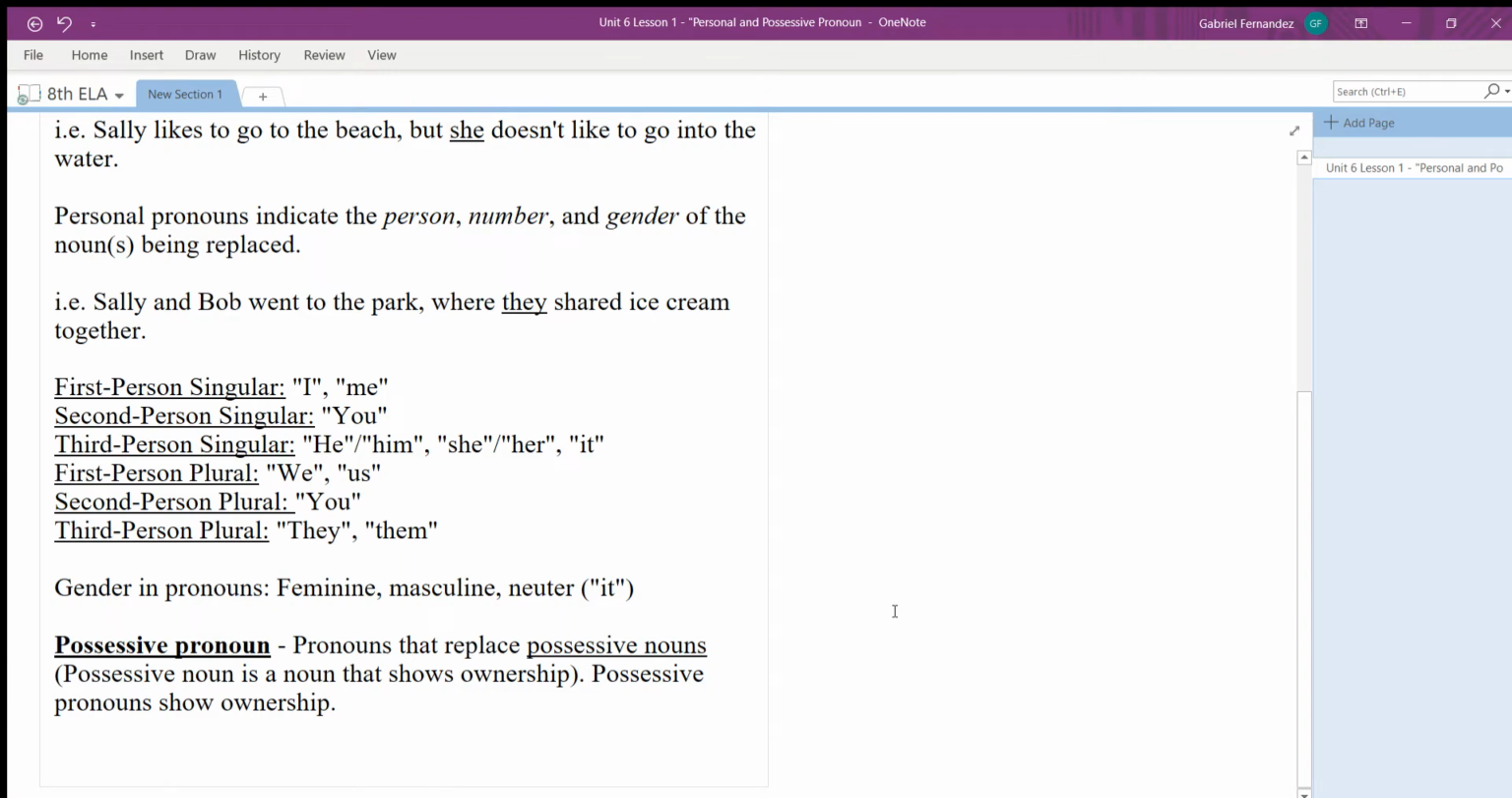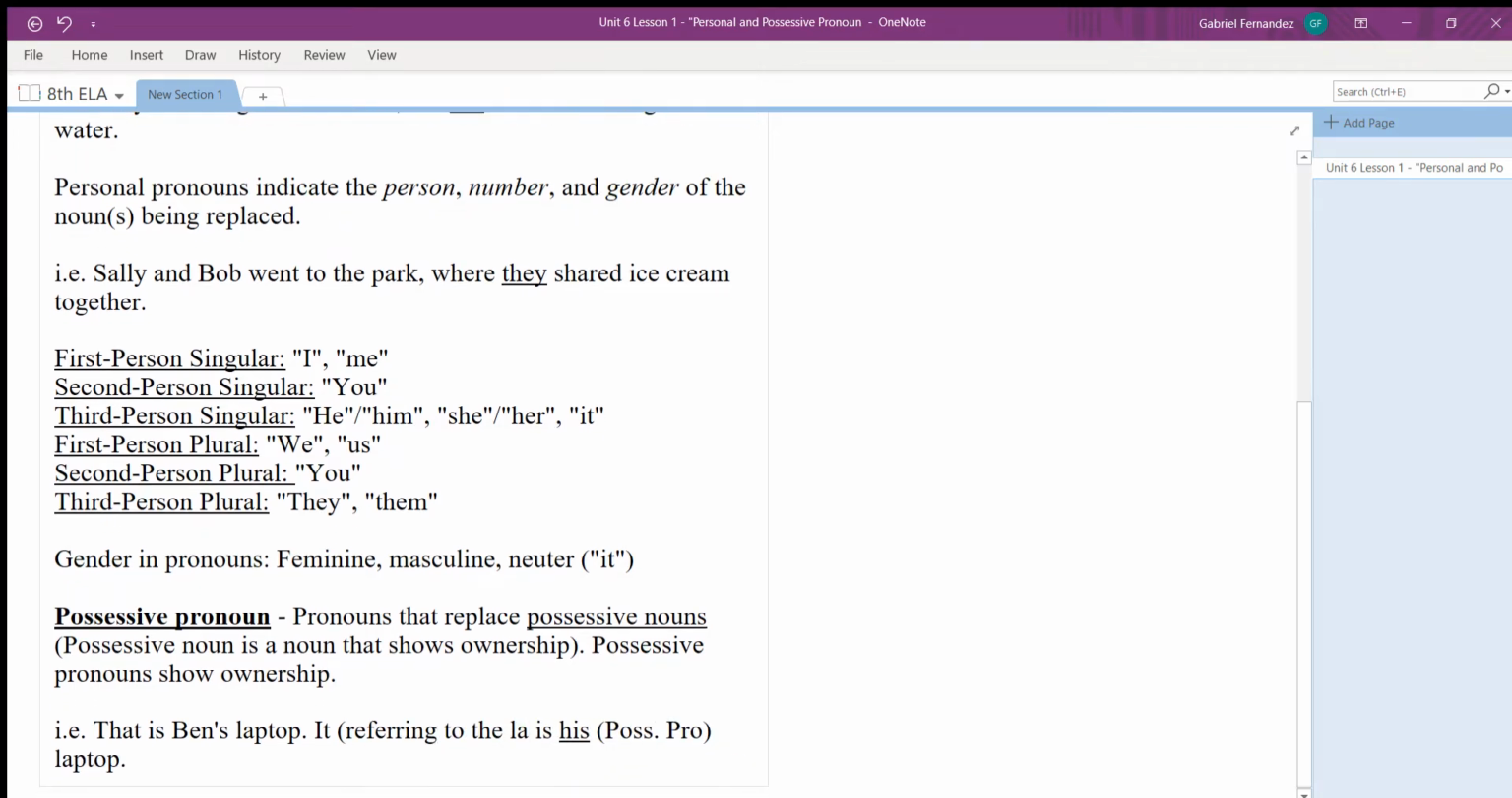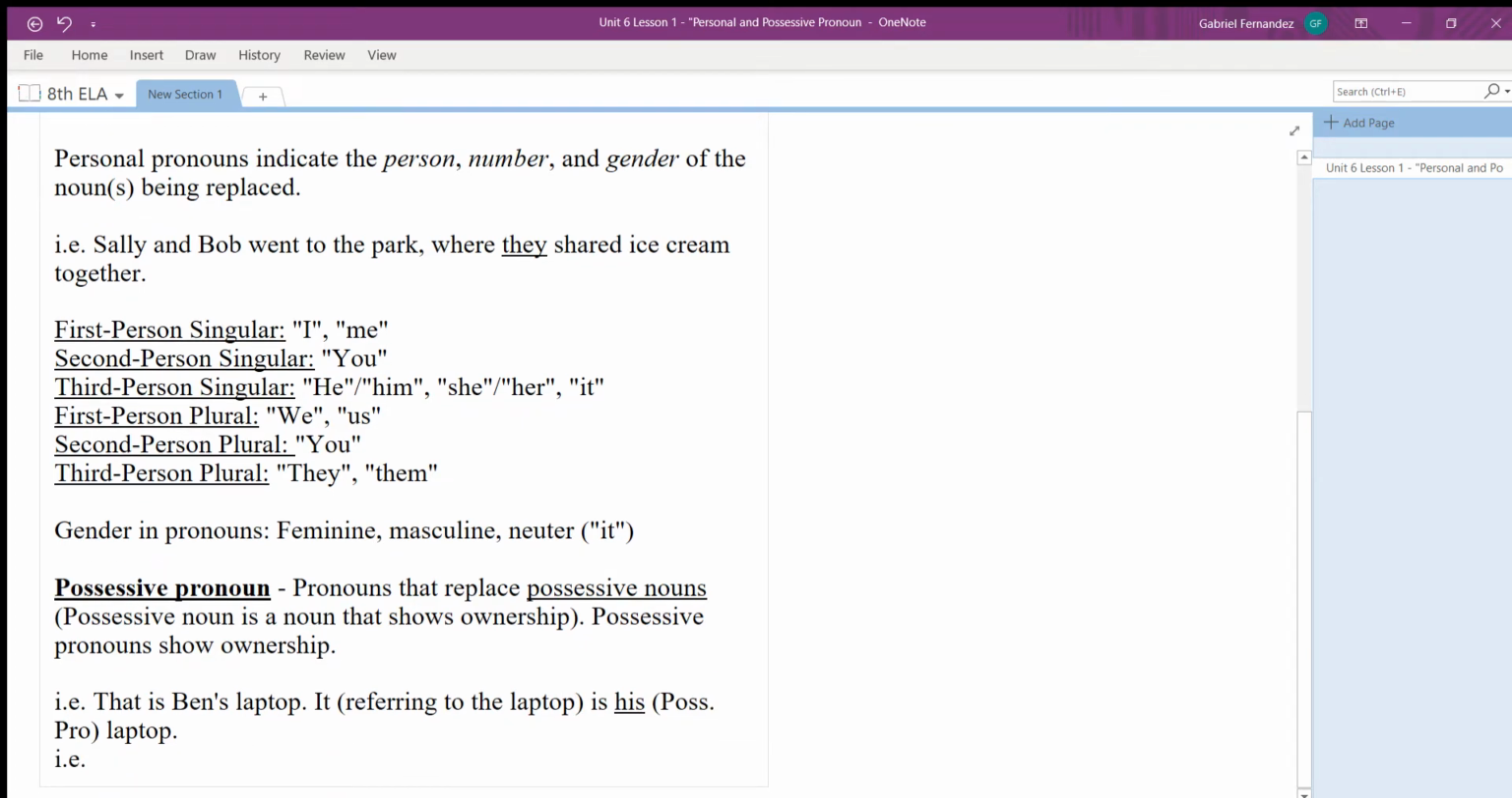So if we were to say, for example, that is Ben's laptop, another way of saying it would be, it is his laptop, where his actually happens to be a possessive pronoun, and we actually have it over here, neuter pronoun, being referred to the laptop. Okay? Let me give you another example.